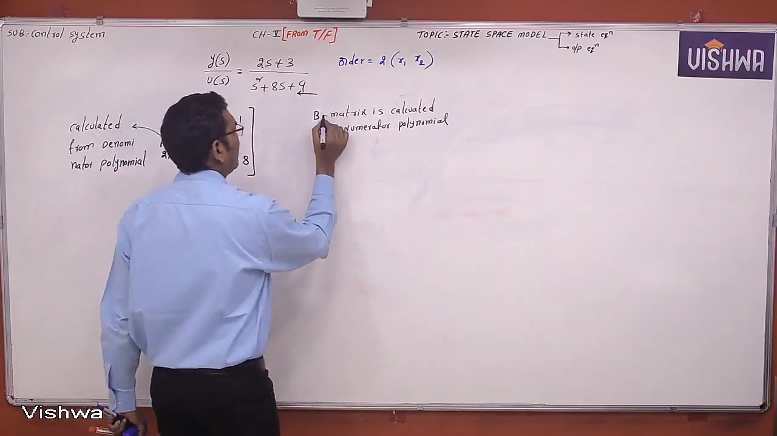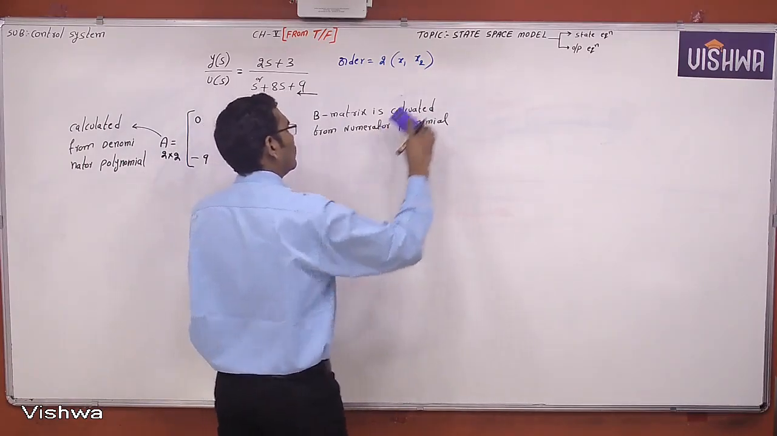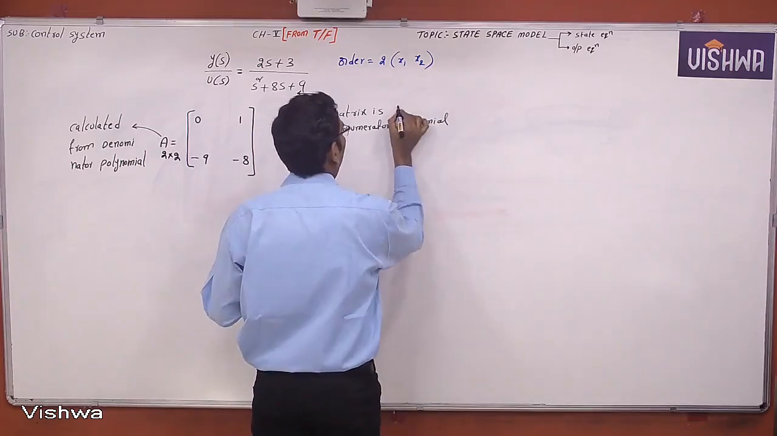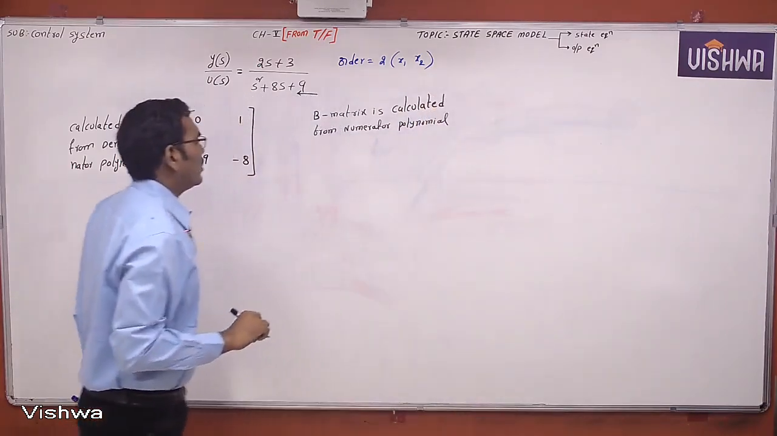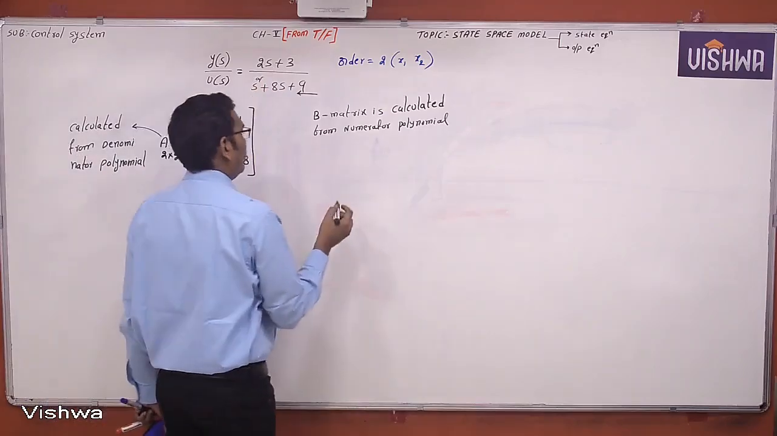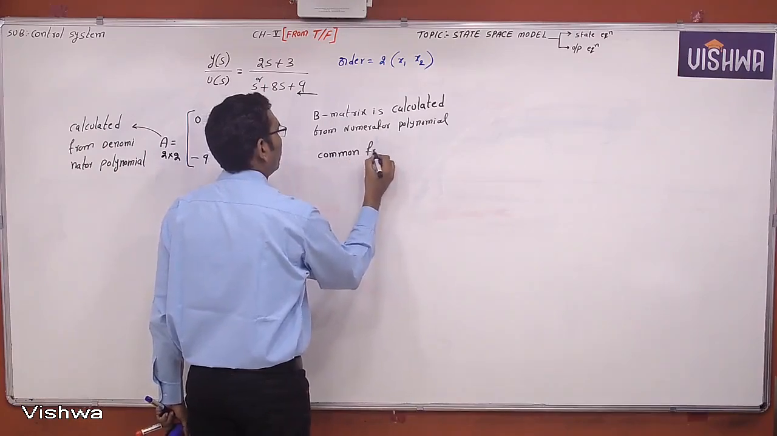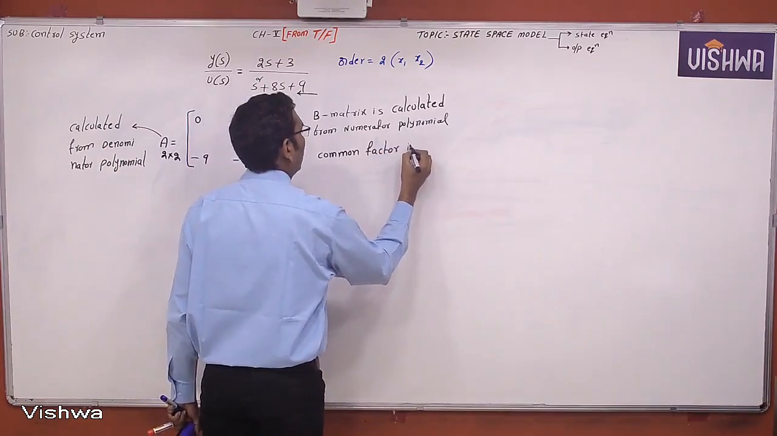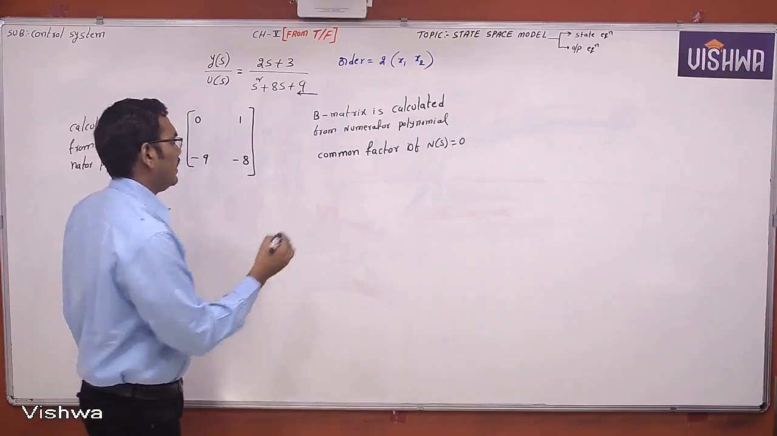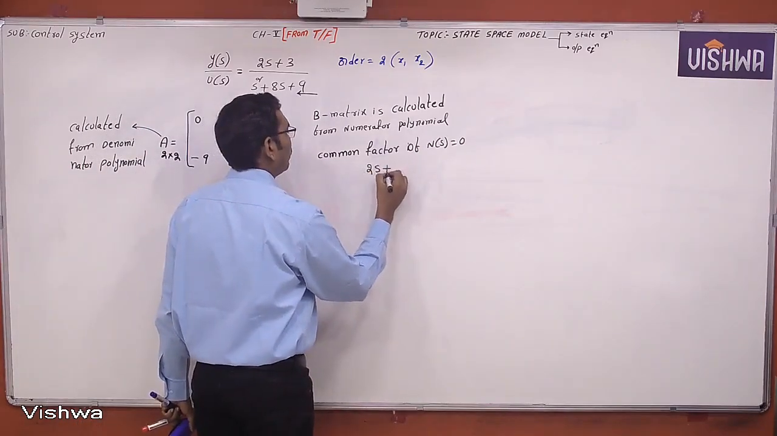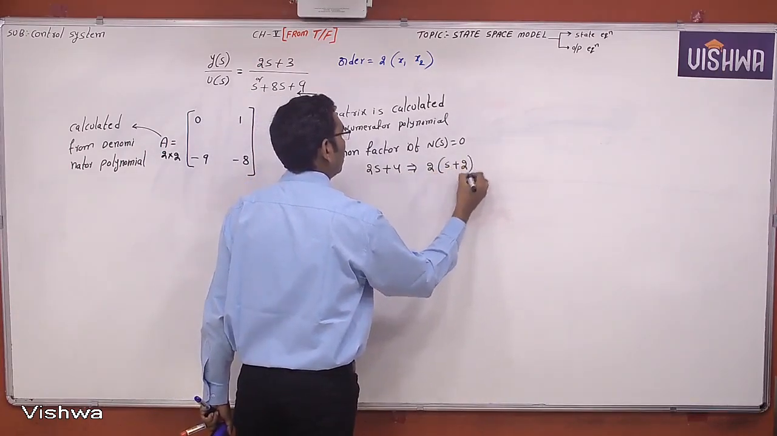Now, the B matrix is calculated from the numerator polynomial. So what is the numerator polynomial? This is the numerator polynomial. Now, the common factor of the numerator polynomial. What is the common factor? Let us take, for example, 2s plus 4. If it is 2s plus 4, 2 is a common factor, s plus 2. This is the common factor.